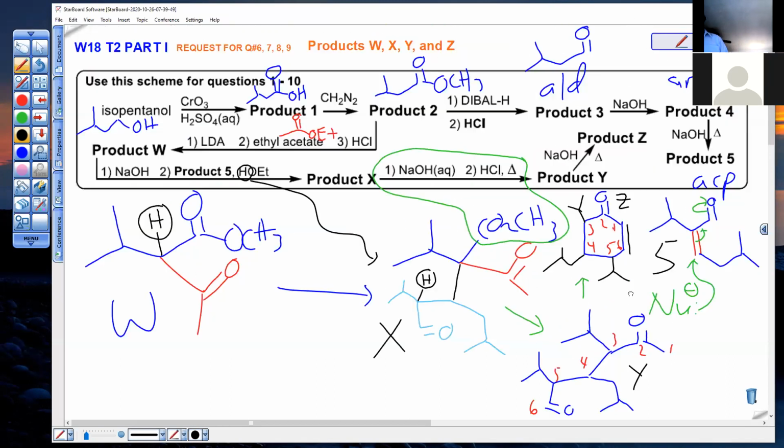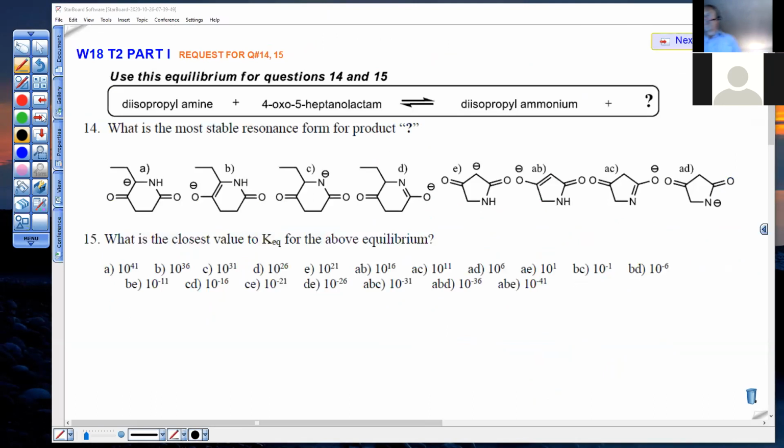And we got other requests. Definitely going to have something like this on our test. Use this equilibrium for questions 14 and 15. I believe on your test, it'll be questions 9 and 10 at the end of the multiple choice.